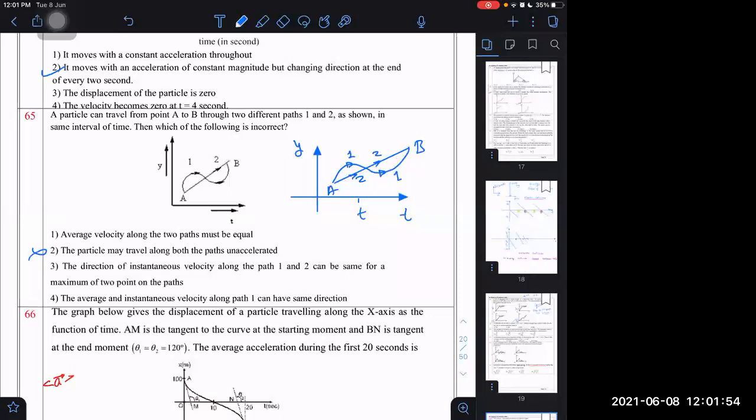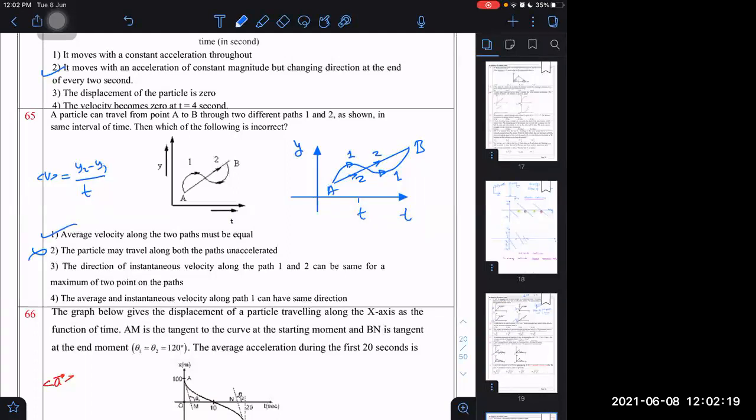Average velocity of the particle along two paths must be equal. Average means change in, what is the average velocity formula? Average velocity is total displacement divided by total time. We can see the time interval from A to B is the same for both, and y1, y2 are the same for both graphs. So the average velocity for both graphs is the same.